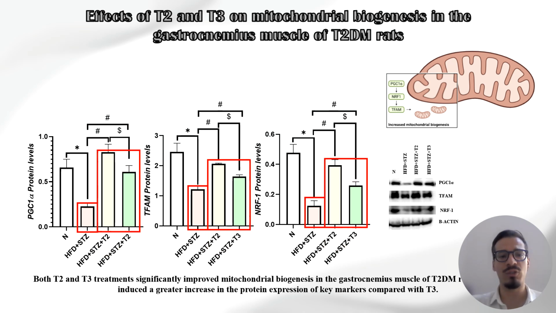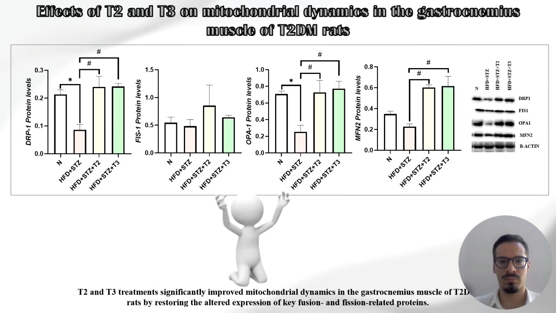Treatment with both T2 and T3 significantly restored the expression of these markers. In particular, T2 appeared more effective in restoring PGC1 alpha, NRF1, and TFAM protein levels, suggesting a stronger activation of the mitochondrial biogenesis program, while the effect of T3, although significant, was less pronounced.